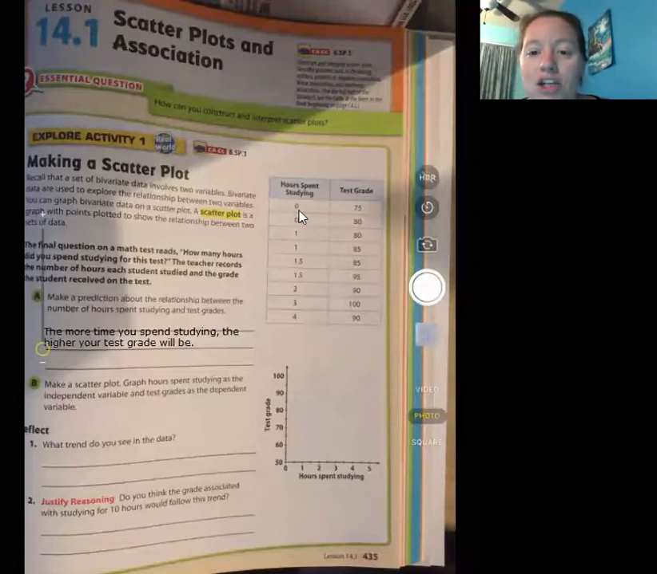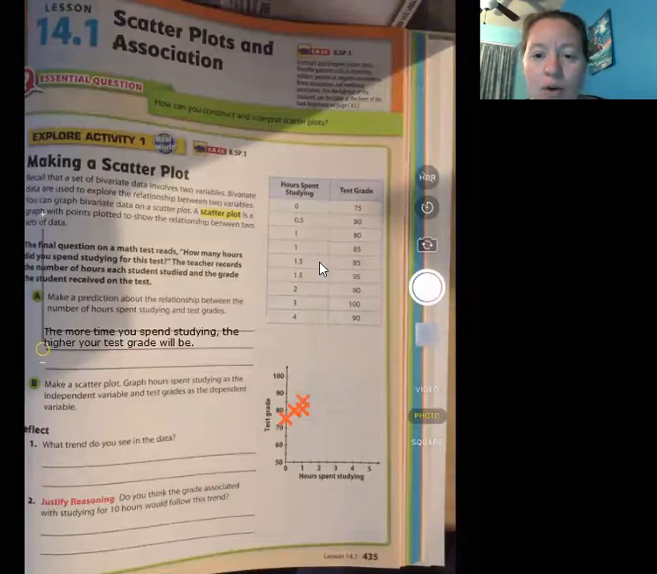The first person spent no time studying and got 75. So we go to the 0 studying and 75. Second person spent half an hour studying, 0.5, 5/10 of an hour studying, and got an 80. So at 5/10 of an hour, they got an 80. Third person spent 1 hour and got an 80. 1 hour, 80. Fourth person spent 1 hour, 85. 1 hour, 85. You note how these all seem to be lining up right on top of each other. That happens.